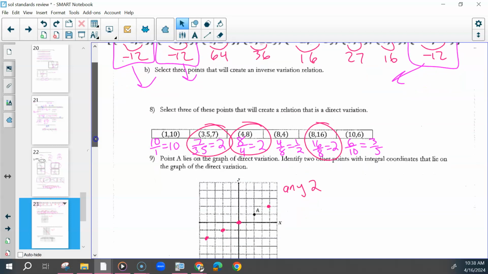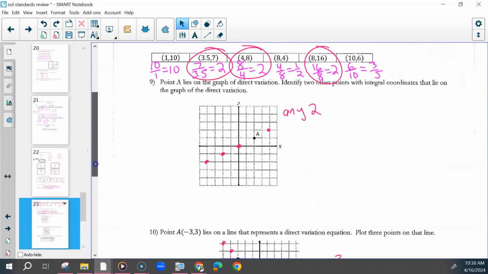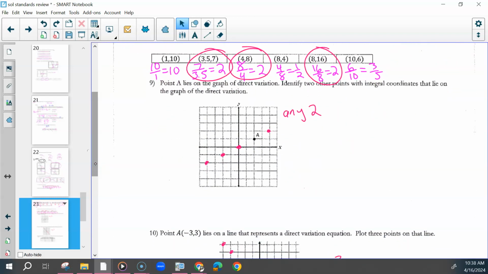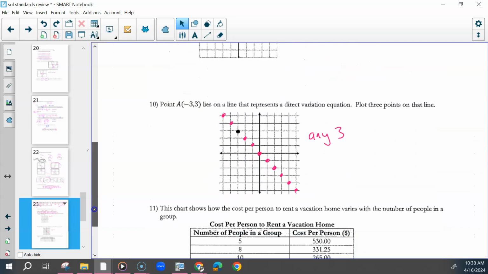9 and 10, you have the plot points that would make it a direct variation. So for 9, you can put any of these 2 points, or you can plot them all and write any 2. And then 10 was the same, but it had more points. So again, you had to choose 3 points. You could plot 3 points, any of those 3, or plot them all and put any 3.